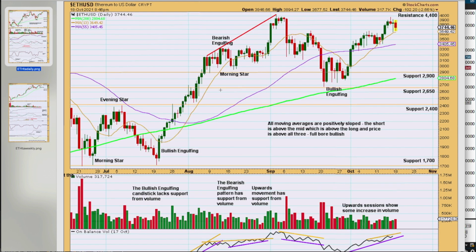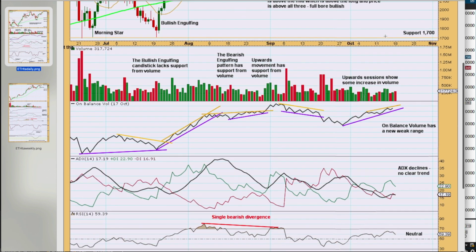Let's take a look. We have a bullish candlestick pattern at this low, though it does not have support from volume. A little bit of concern there, but again, these markets don't always exhibit support from volume early on in a bull run. So it's a pretty strong bullish engulfing candlestick pattern. We're getting upward movement here.